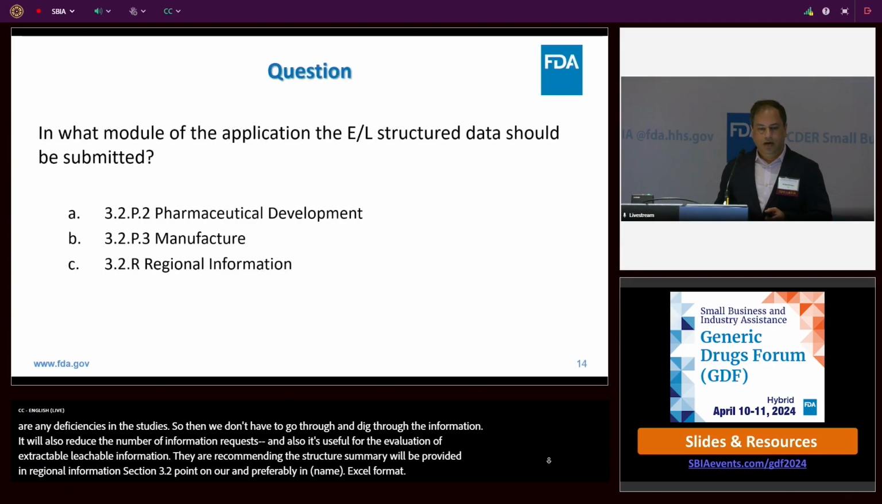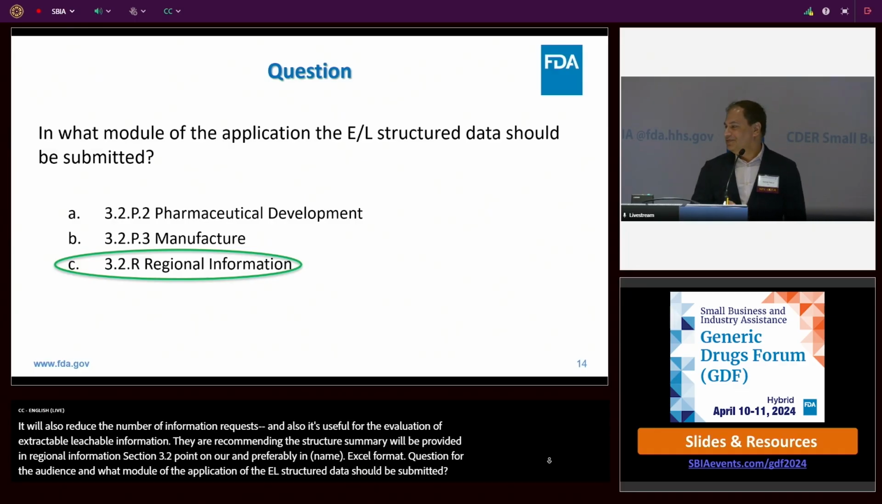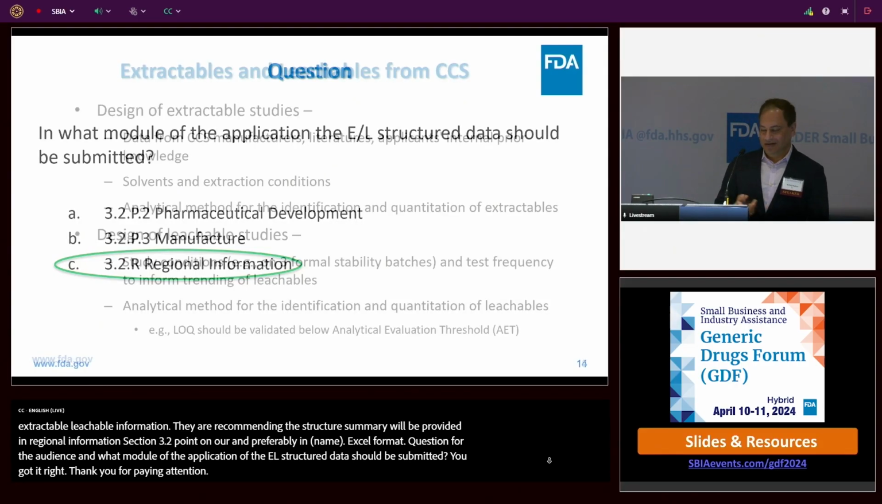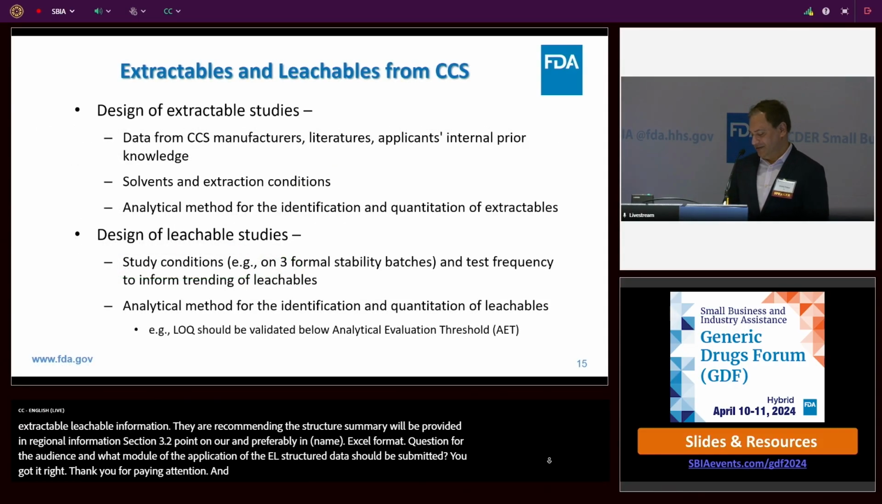So I have a question for the audience. In what module of the application should the structured summary be provided? Yep, you got it right. So thank you for paying attention, and Dr. Xu will present about extractables and leachables from container closure systems.